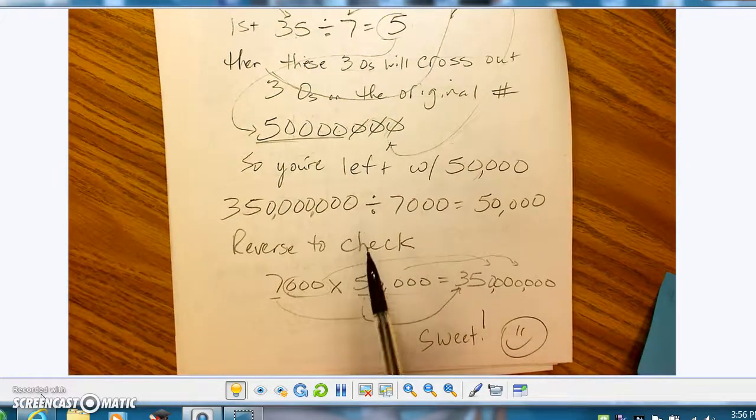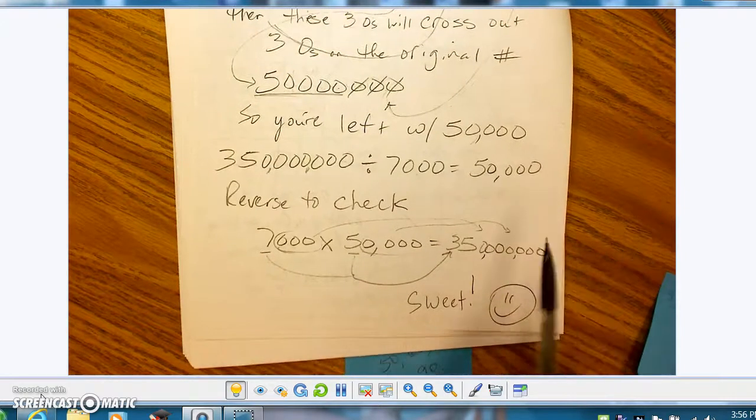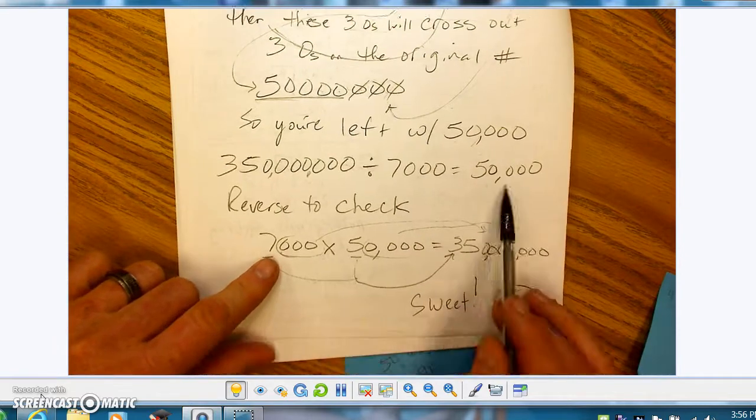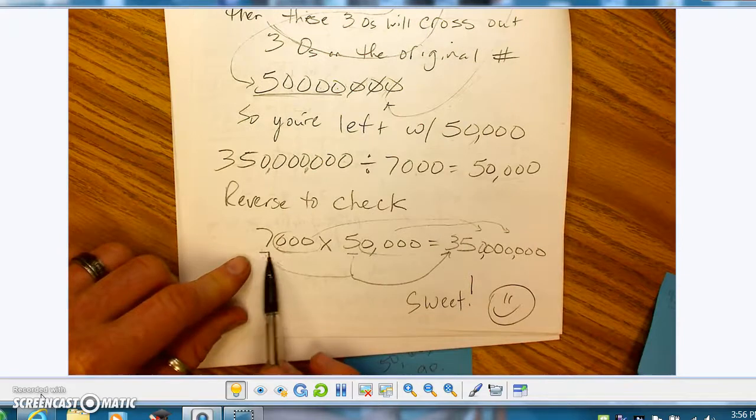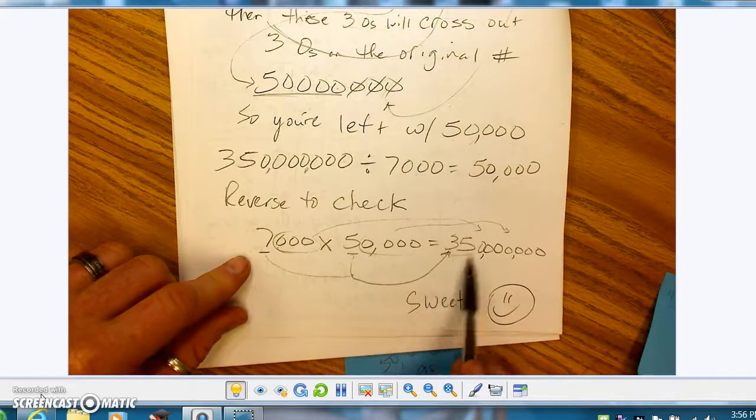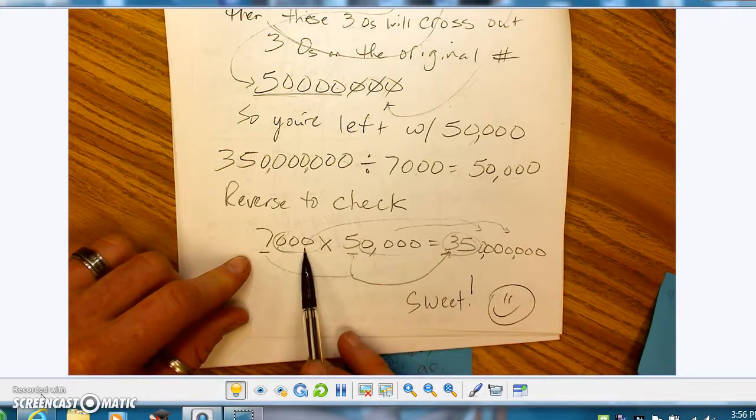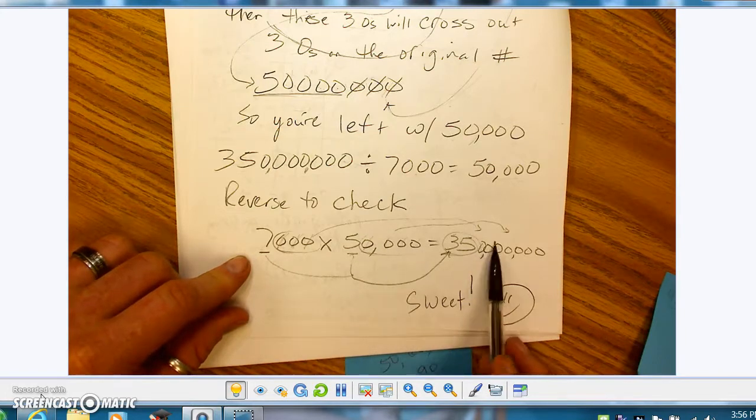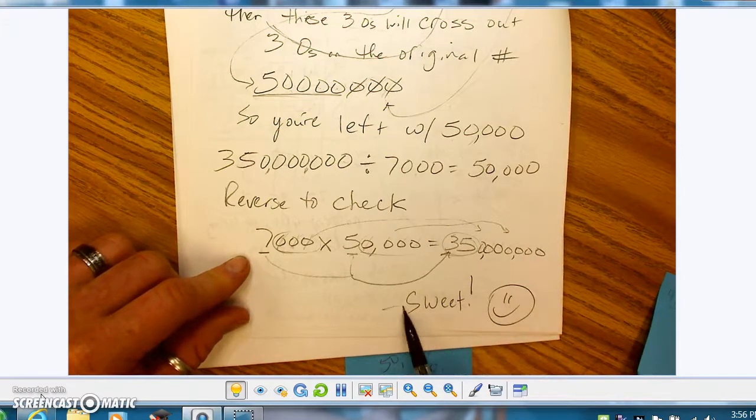Now, this one gets a little complicated, so maybe I should check it. Just write your answer. You took this 7,000 times, you think your answer is 50,000. So go simple first: 7 times 5 is 35. All right, cool, I'm good. Count up your zeros: 1, 2, 3. Now you're multiplying, so you put them all together: 1, 2, 3, 4, 5, 6, 7. All done. Sweet.